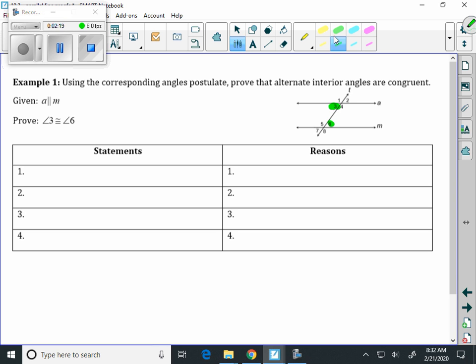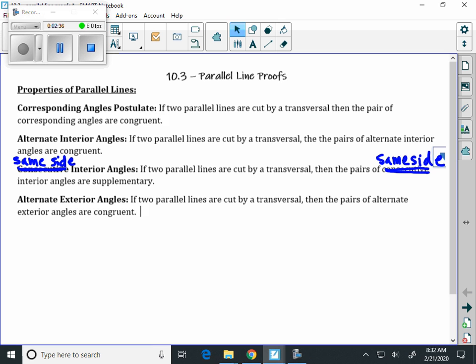It also works if we go over here. 5 and 4 are alternate interior angles. They're in between the parallel lines, and they're on opposite sides of the transversal. If you're watching the video and you weren't here for the notes, we changed the next vocab word to same side interior angles.